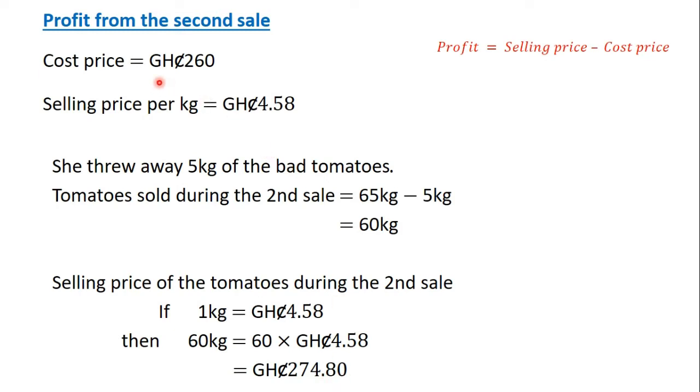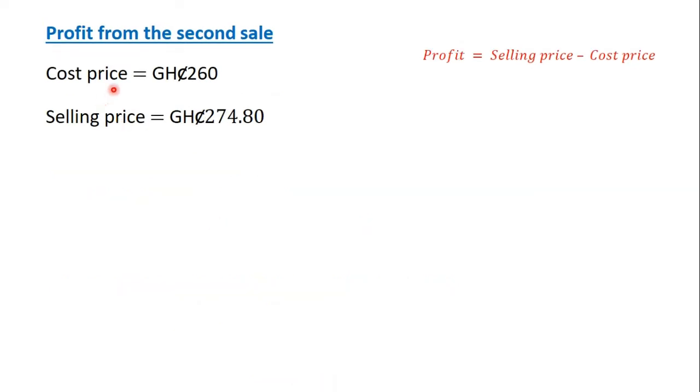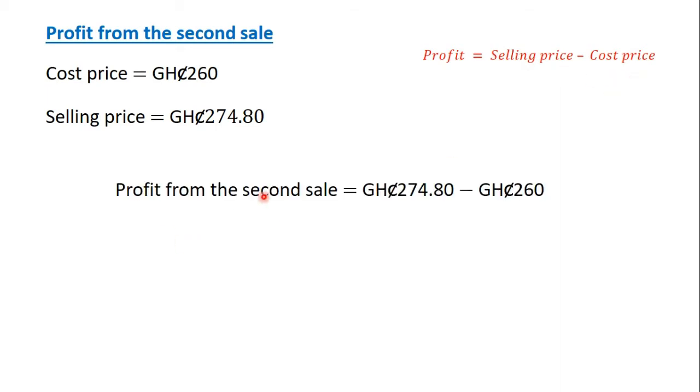So for the second sale, the cost price is 260 Ghana cedis, and the selling price is 274 Ghana cedis 80 pesos. Profit is equal to selling price minus cost price. So for the second sale, the profit is equal to the selling price, which is 274 Ghana cedis 80 pesos, minus the cost price, which is 260 Ghana cedis. And this will give us 14 Ghana cedis 80 pesos.